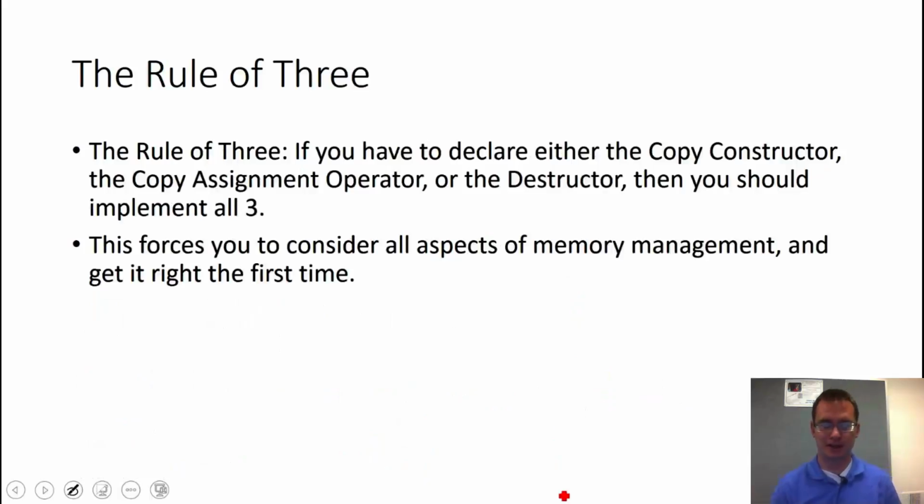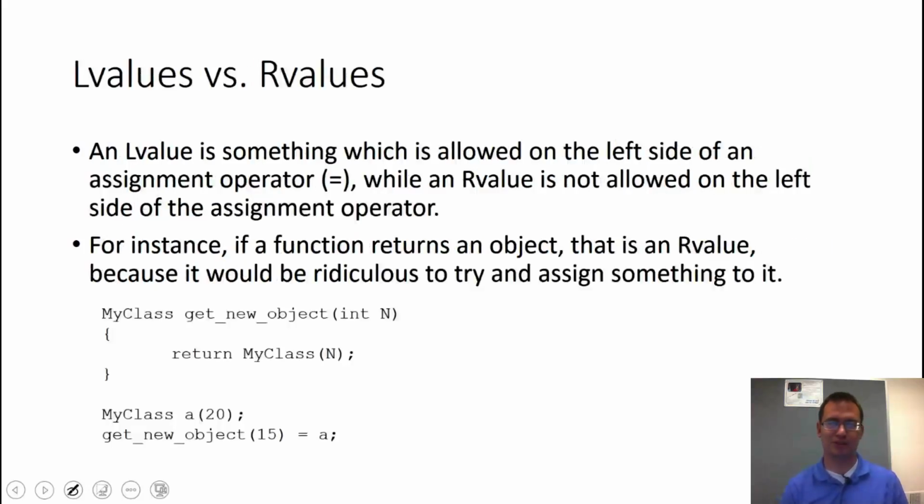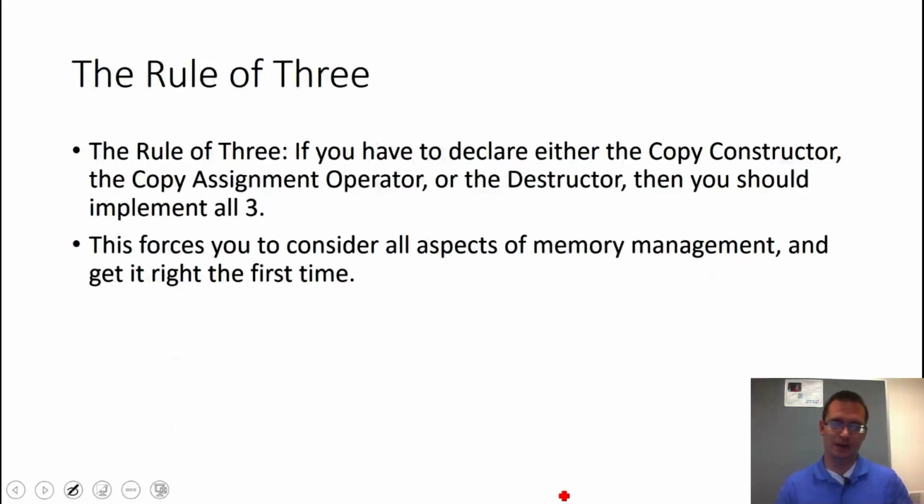All right. So if we have the rule of 0, then we have the rule of 3, which is if you have to declare any one of them, the copy constructor, the assignment, or the destructor, then you should implement all three. And what this does is it forces you to consider all aspects of your memory management and get it right the first time. It prevents you from making mistakes. Alrighty.